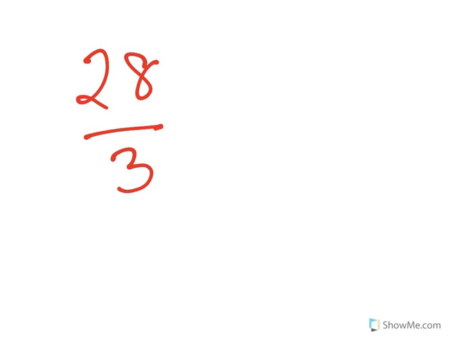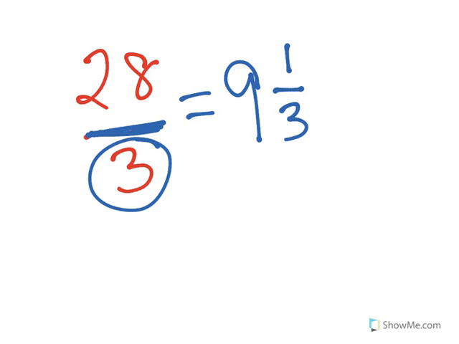I can also do this thinking of the fraction bar as division, because every fraction is a division problem. 28 divided by 3. I know that 3 goes into 28 9 times, and there is 1 left over. This is my denominator, and I get the same answer. Again, do whatever feels most comfortable to you.